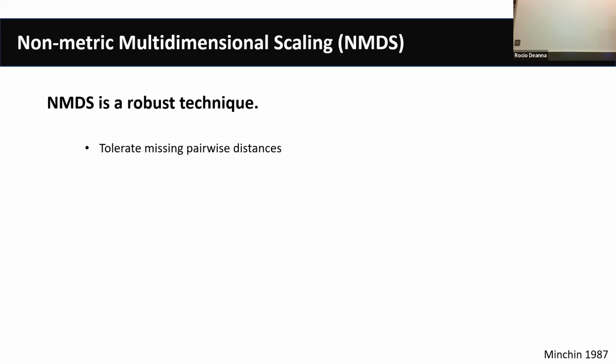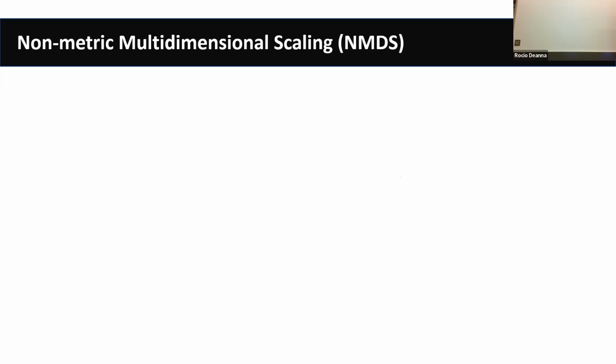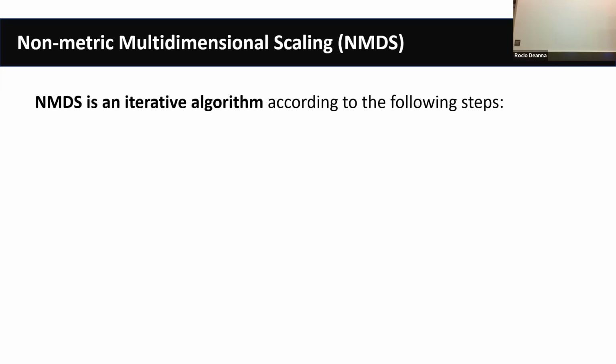So it's a robust technique because it tolerates missing pairwise distances. We can have missing data. It can be applied to a dissimilarity matrix with any metric, so we can use quantitative, semi-quantitative, or mixed variables. And as I said, it's an iterative algorithm, and it has the following steps.